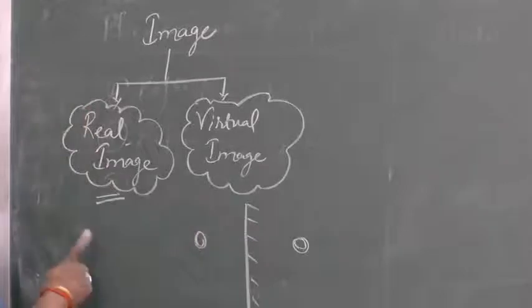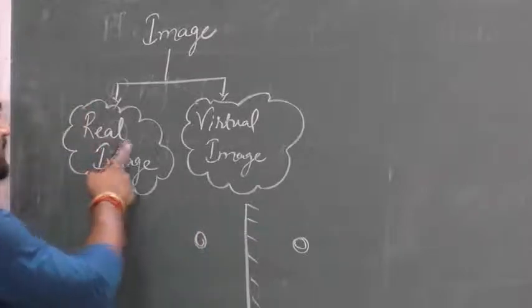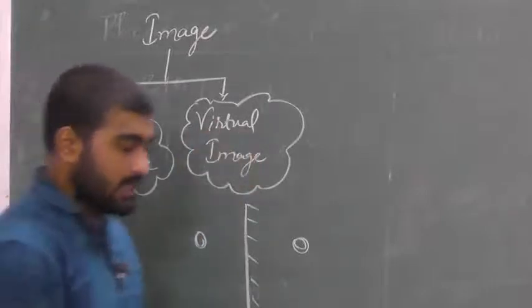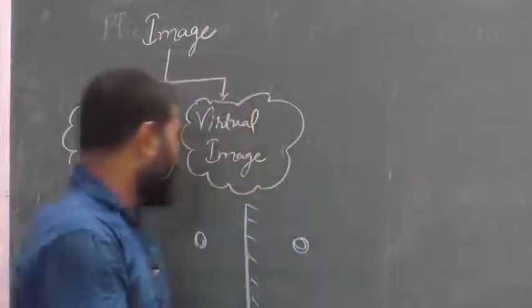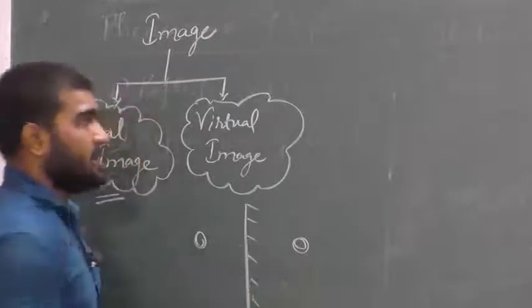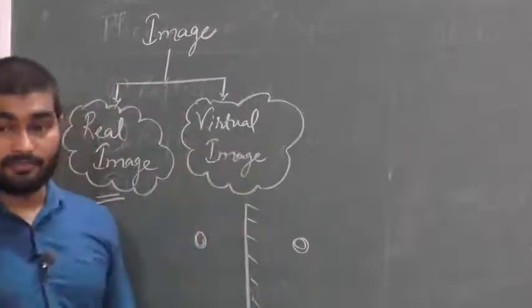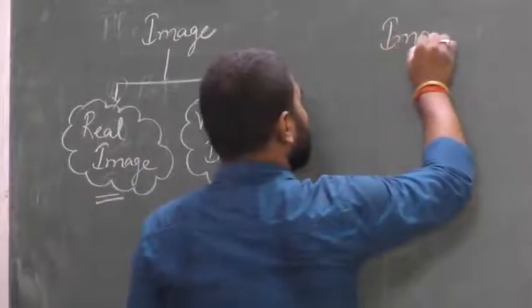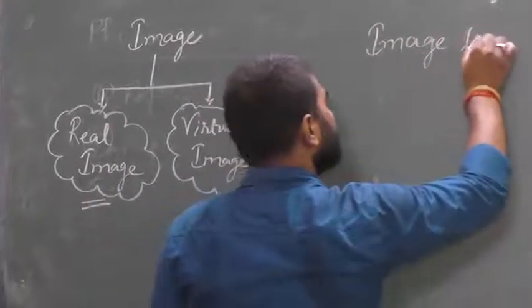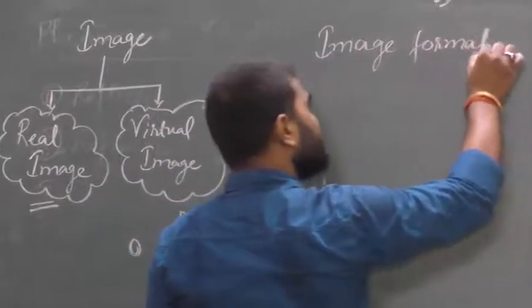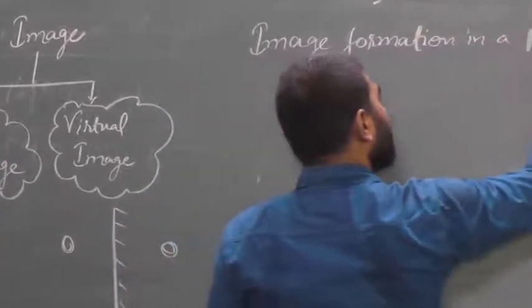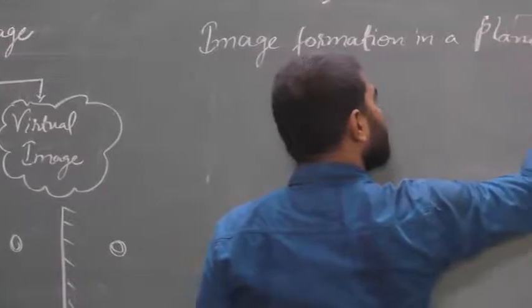So there are two types of image. One is the real image, which forms on a screen. And what is a virtual image? The image which does not form on a screen and forms inside of the mirror is called a virtual image. Now, image formation in a plane mirror.